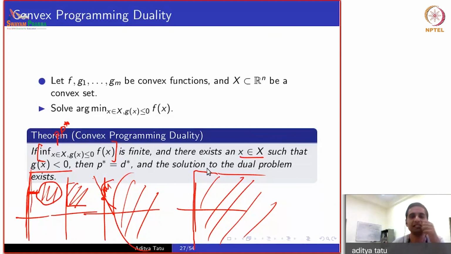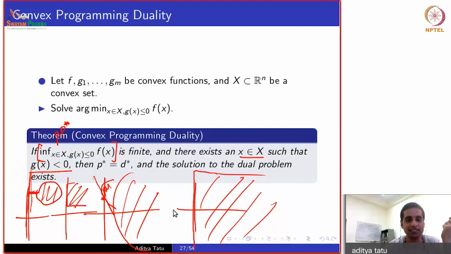So what this says is, if P star is finite and there exists an x such that g(x) is strictly less than 0, then strong duality holds. And also there is a mu which maximizes Q(mu). I know I have not proved this, I'm just hoping that this geometric picture gives you enough intuition to understand these statements.